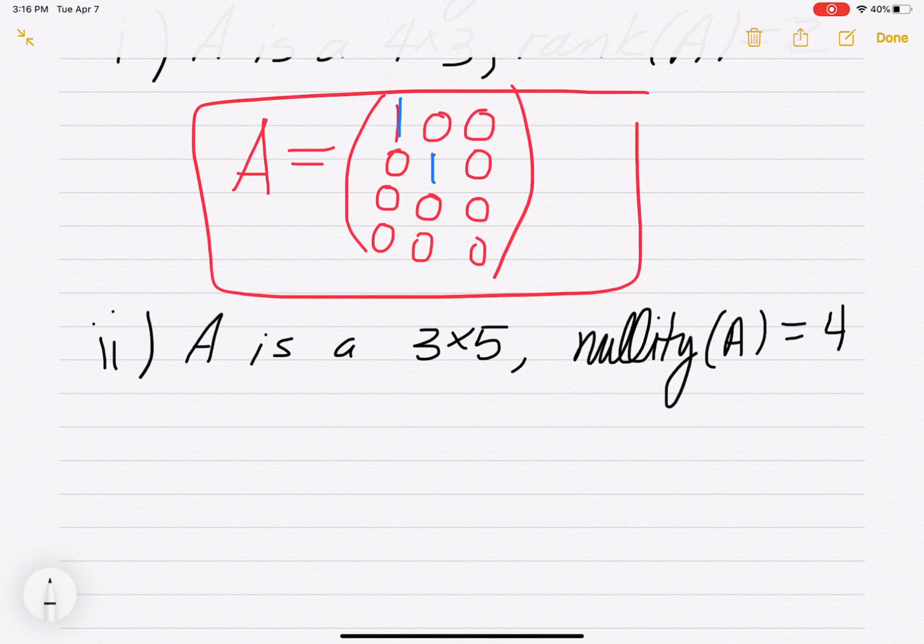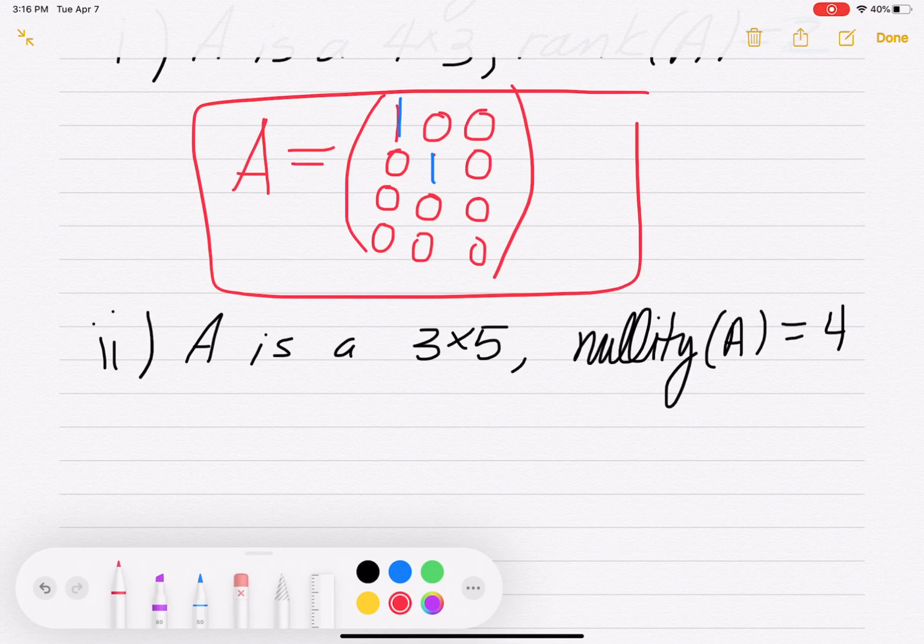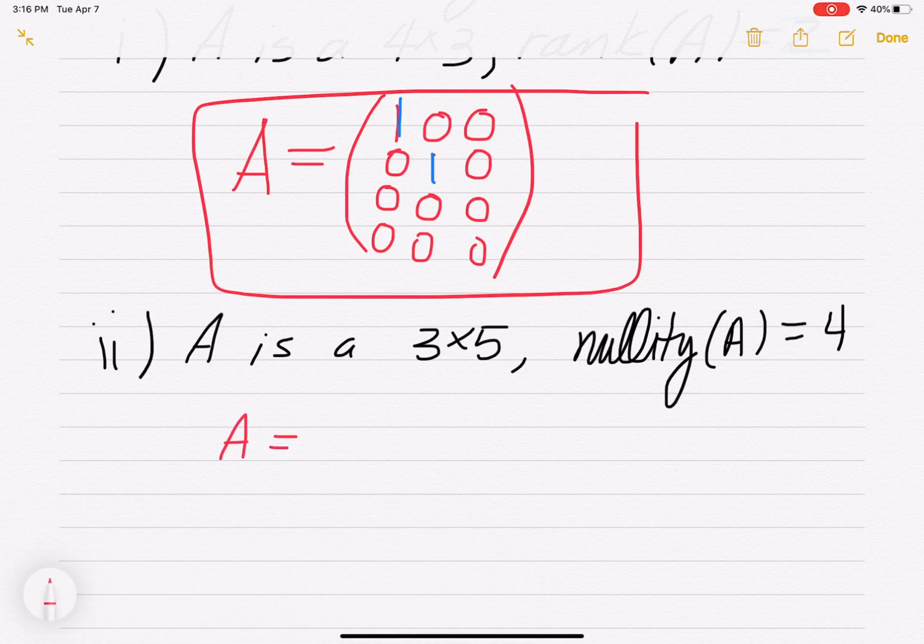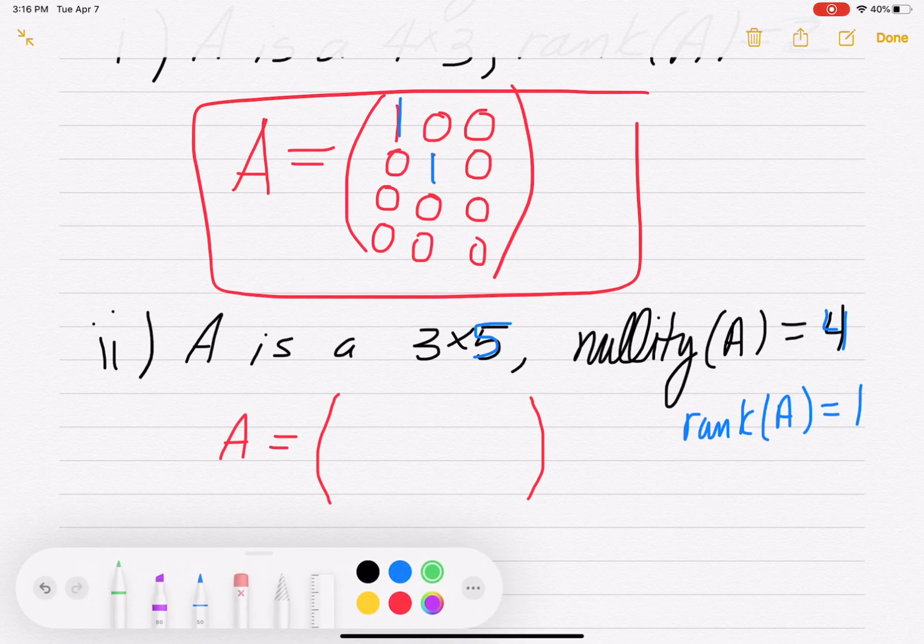Can it be 4? Okay, so tricky. You have to pick a 3 by 5 matrix, so 3 rows and 5 columns, and you want 4 of those columns to be non-pivot columns. So if 4 of those columns are non-pivot columns, that means one of the columns is a pivot column, right? So the rank here is going to be 1. Why is the rank 1? Because when you take 1 plus 4, it has to add up to the total number of columns. 1 plus 4 has to give you 5.